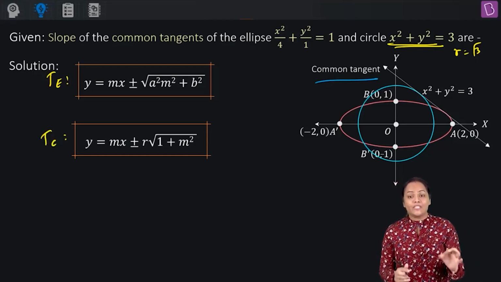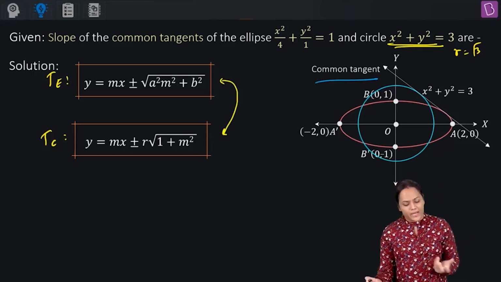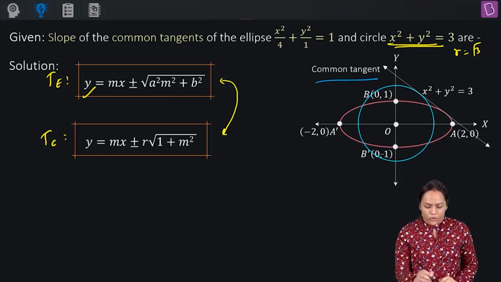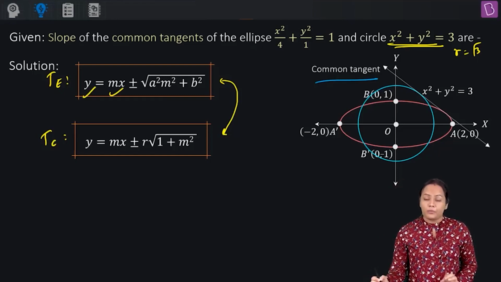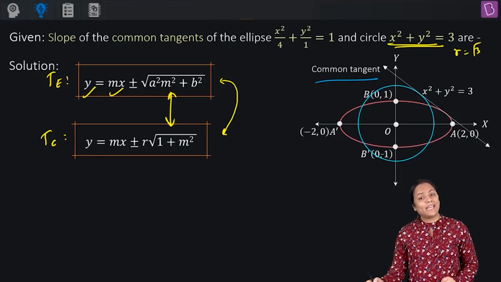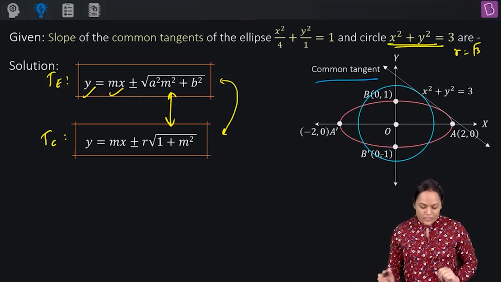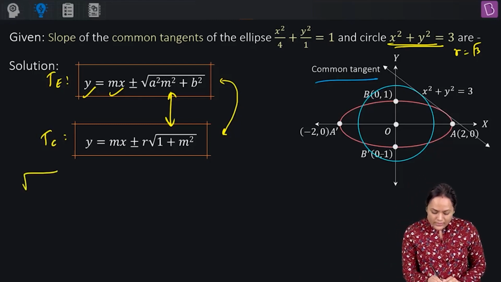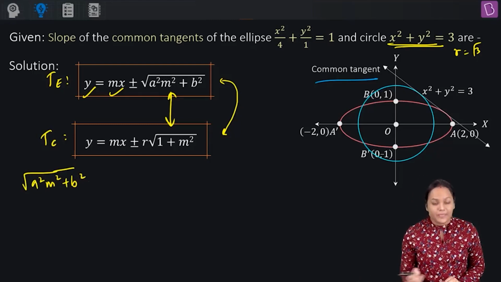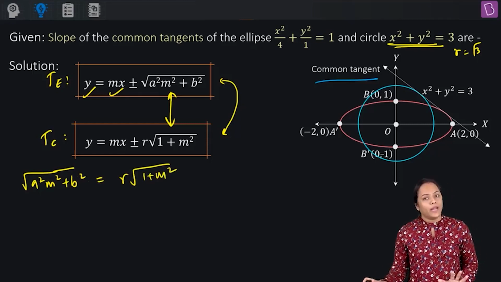Now, since these two lines are the same, I can compare, and when I compare, I know that my y is the same in both, mx is the same in both. That means the constant should also be the same. So I can directly equate the constant terms, isn't it? What I am going to do now is equate the constant terms, that is √(a²m² + b²) should be equal to r√(1 + m²), right?